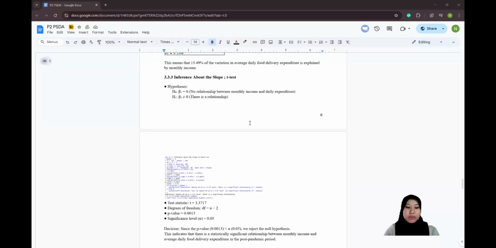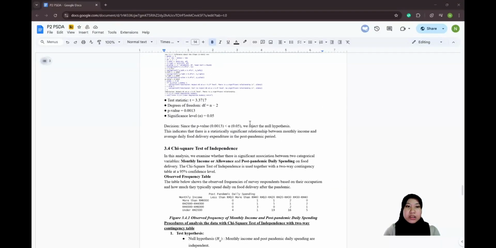We evaluated the fit of the regression model using the SSE, which is 7177.68, the SSR, which is 1316.07, and the SST, 4893.75. From this, we get the R-squared, which is 15.49%. This means only 14.49% of the variation in the daily expenditure is explained by monthly income, indicating a weak relationship.